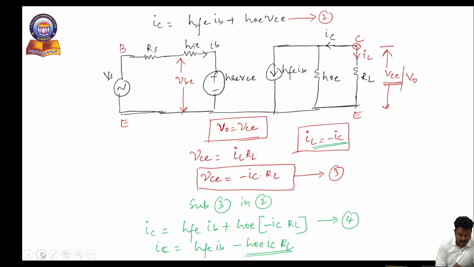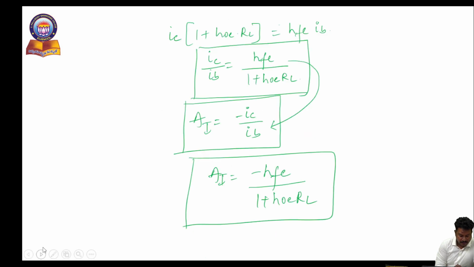From the AC equivalent model, IL and IC are in opposite directions. That's why IL is equal to minus IC. So if we frame the same thing in the definition, we get AI is equal to minus IC by IB. That is one way. The other thing is that input current and output current are out of phase, which is why we get the output current as minus IC. So finally I am considering AI is equal to minus HFE by 1 plus HOE into RL.